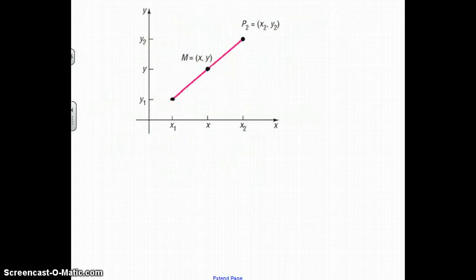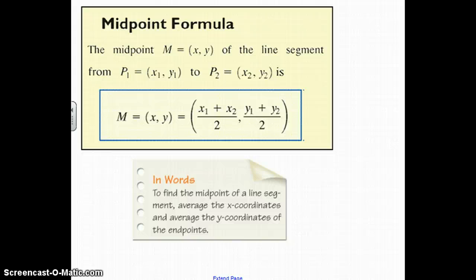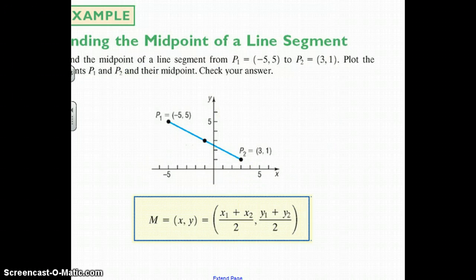So an example of this would be finding the middle of something. It's kind of like finding the middle between your grades. If your first grade was 80 and your second grade was 86, you would average them by adding them and dividing them by 2. So here's a quick little proof of how to get to that midpoint. Let's get to an example though. The sum of the x's and the sum of the y's, divided by 2.